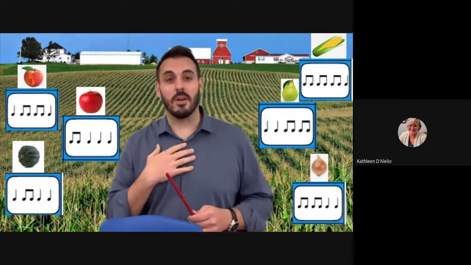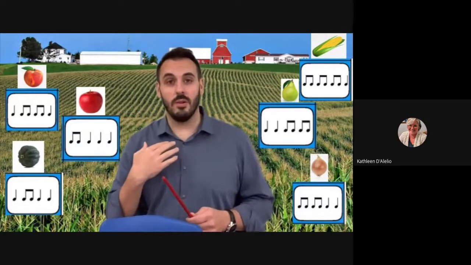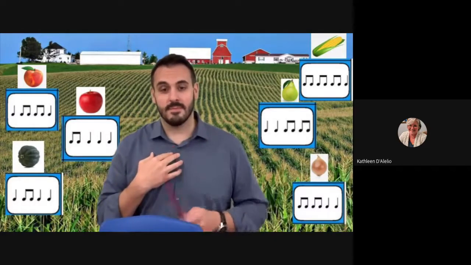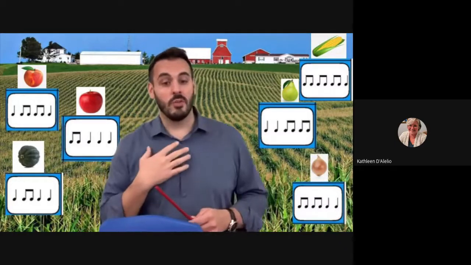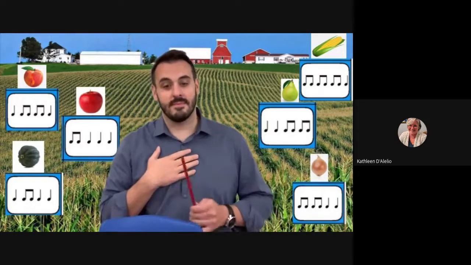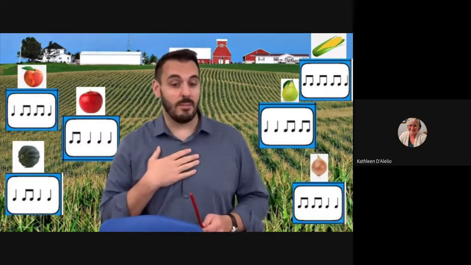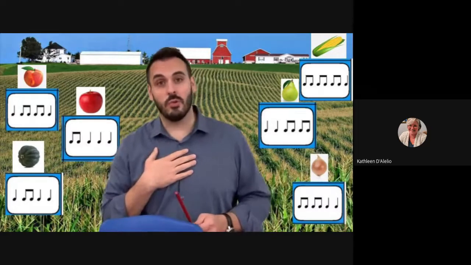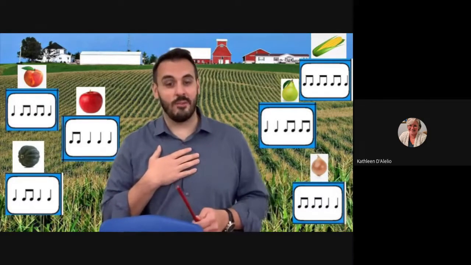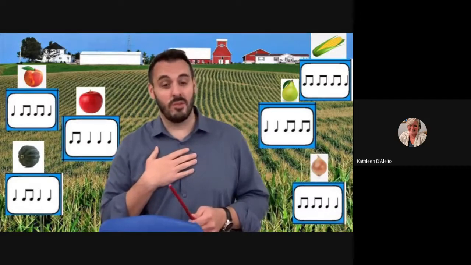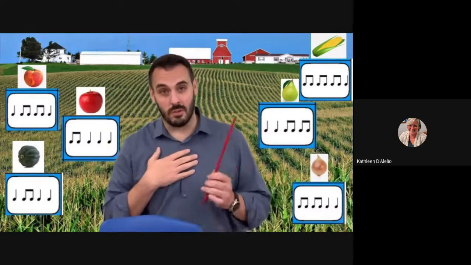On the bottom, we have the squash rhythm. Do, do, day, do, do. Over on the other side, we have the corn rhythm. Do, day, do, day, do, day, do. The pear rhythm. Do, do, do, day, do, day. And the last one is the onion rhythm. Do, day, do, day, do, do.